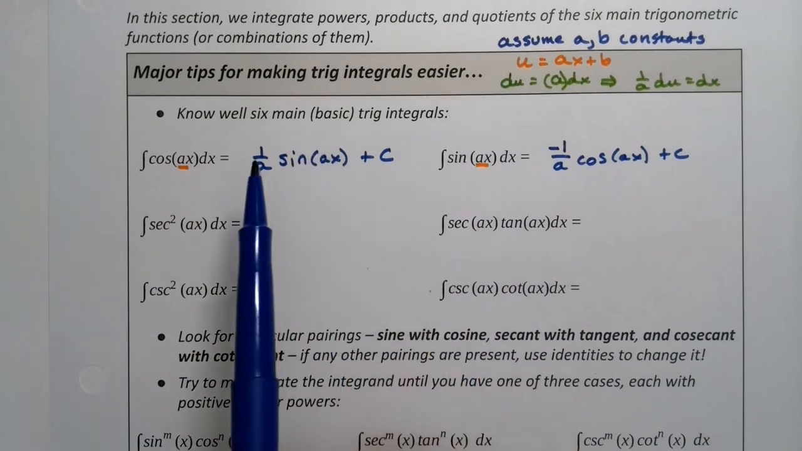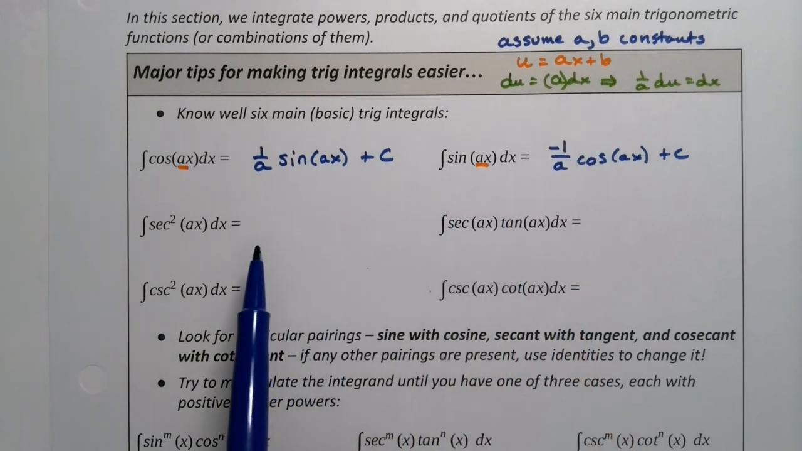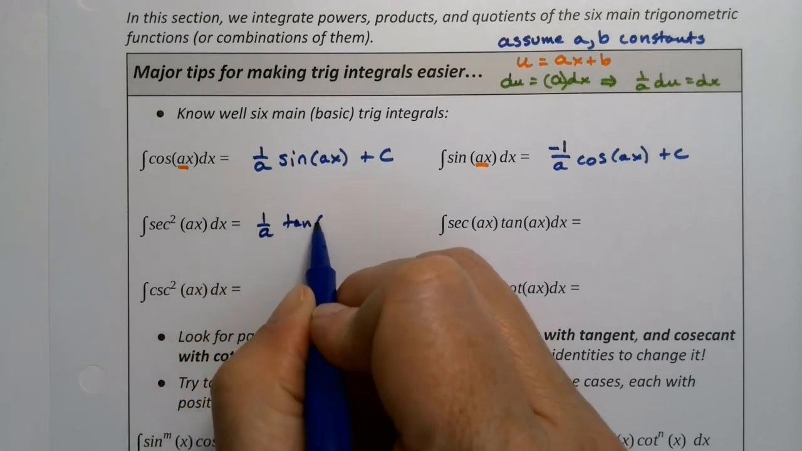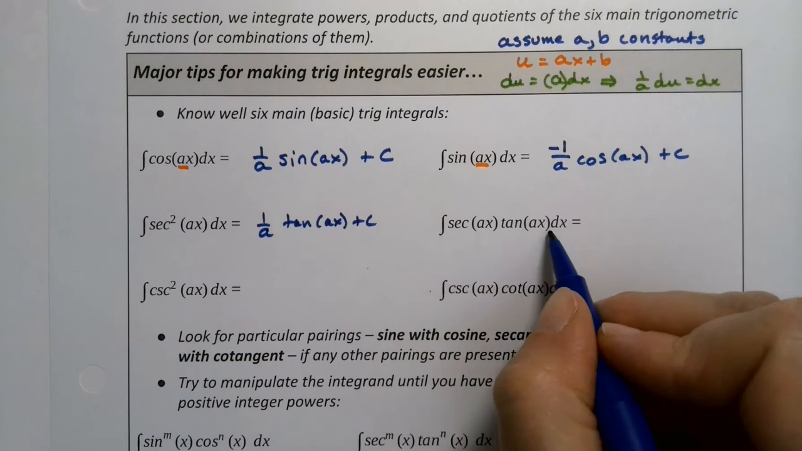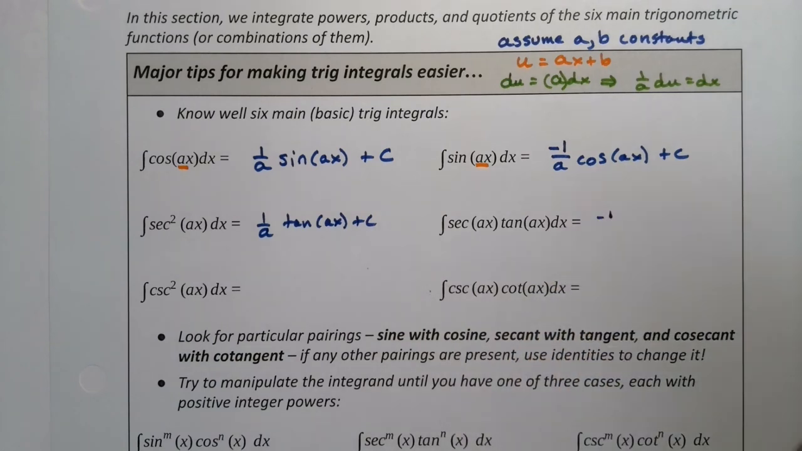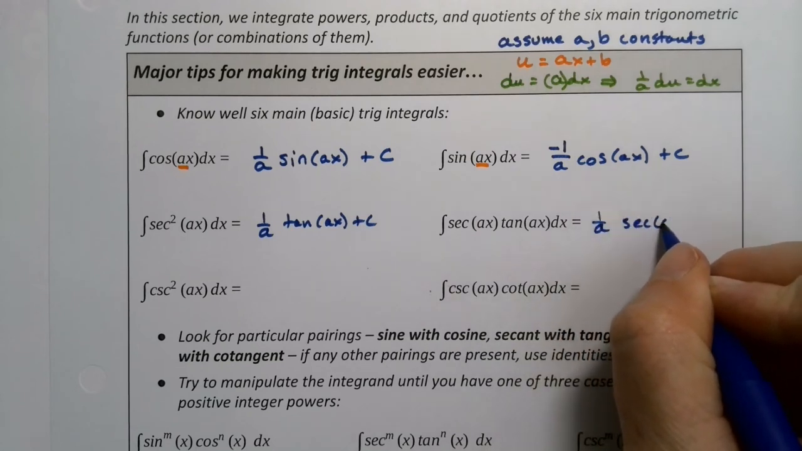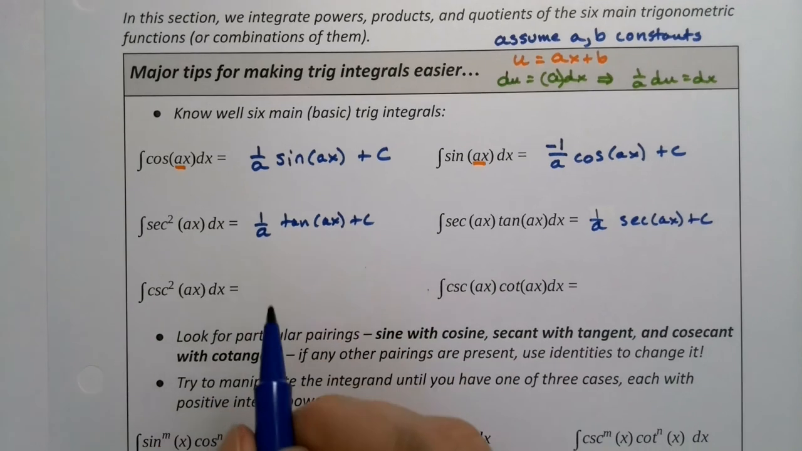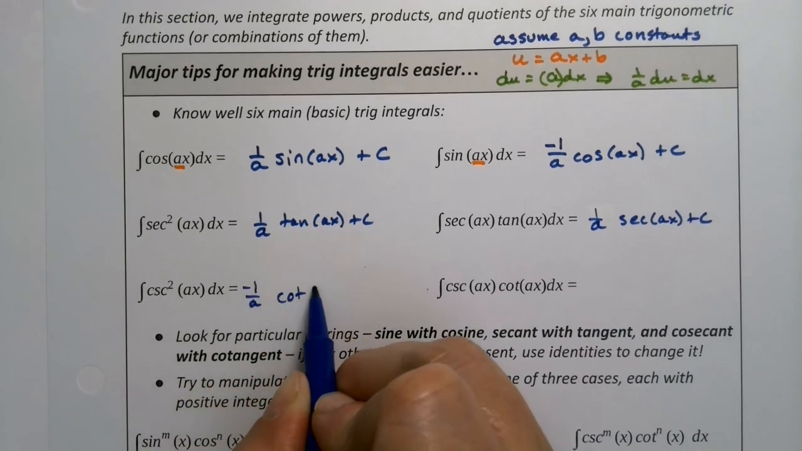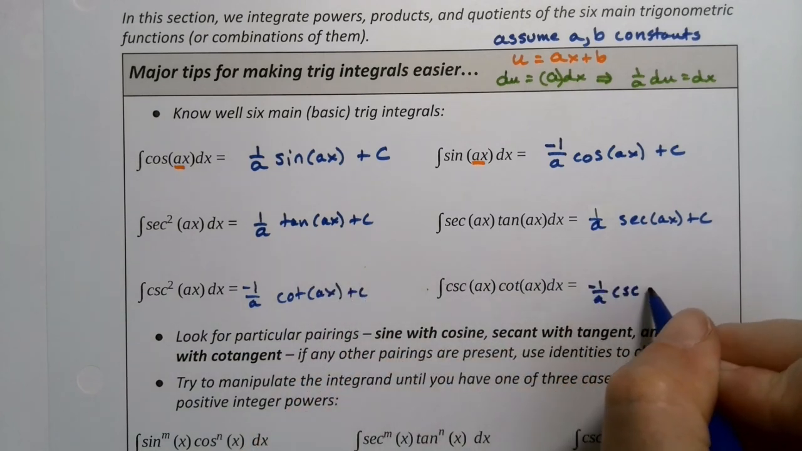So for these very simple integrals, you can skip over showing all the u sub and just write them. Integral of secant squared is tangent, so it'd be 1 over a tangent of ax. Integral of secant tangent is secant, so, oh, but it's positive, sorry. 1 over a secant of ax. And then this would be negative 1 over a cotangent of ax, and negative 1 over a cosecant of ax.